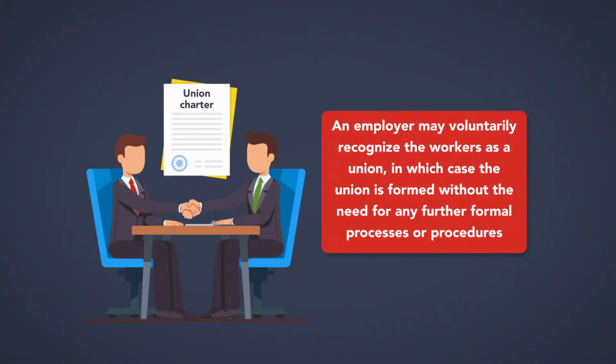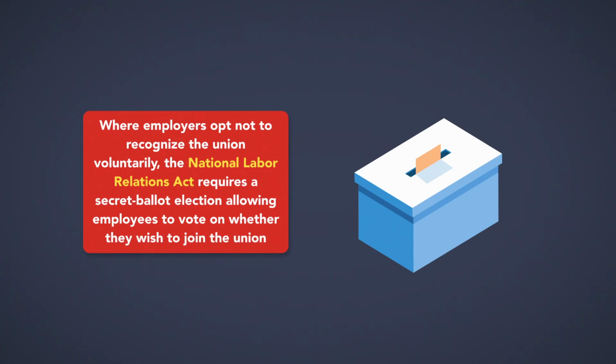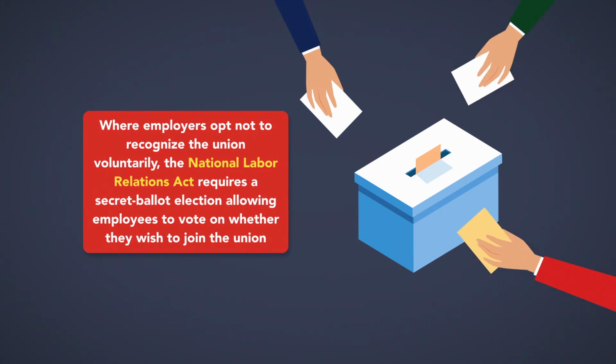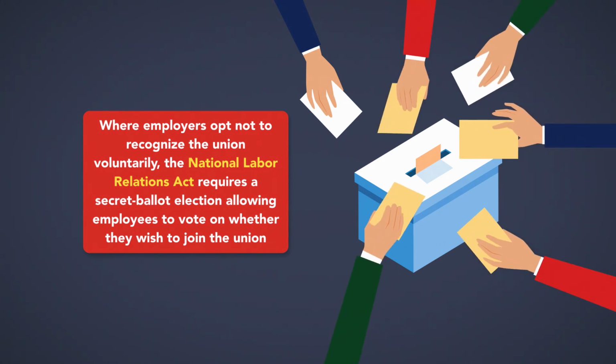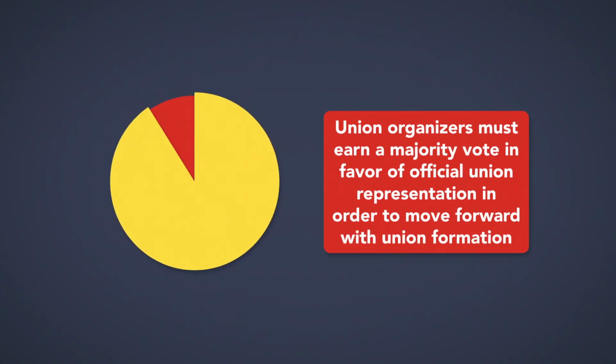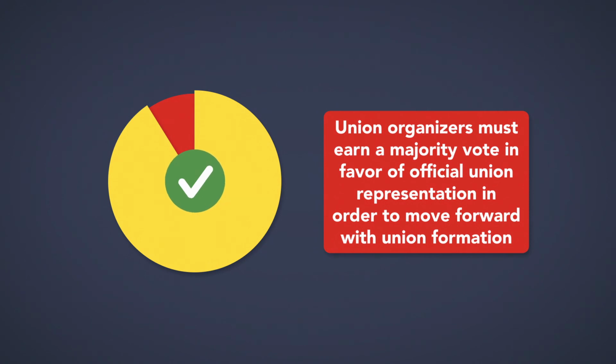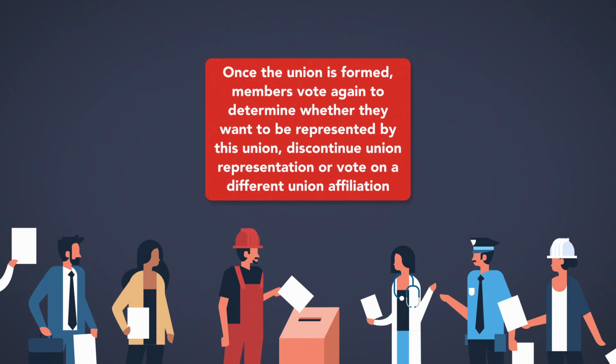First, an employer may voluntarily recognize the workers as a union, in which case the union is formed without the need for any further formal processes or procedures. Where employers opt not to recognize the union voluntarily, the National Labor Relations Act requires a secret ballot election, allowing employees to vote on whether they wish to join the union. Union organizers must earn a majority vote in favor of official union representation in order to move forward with union formation. Once the union is formed, members vote again to determine whether they want to be represented by this union, discontinue union representation, or vote on a different union affiliation.